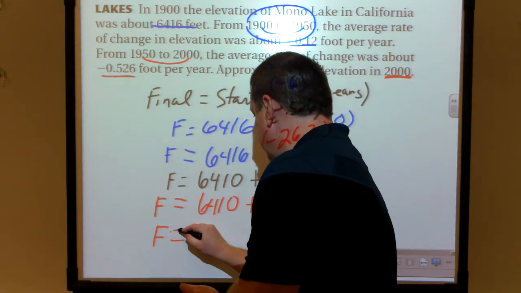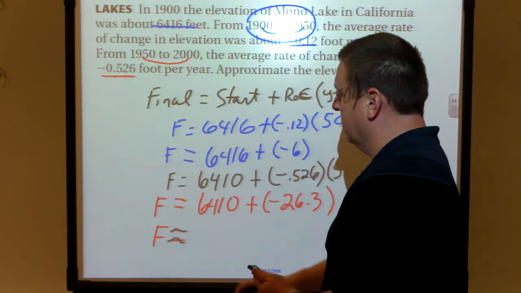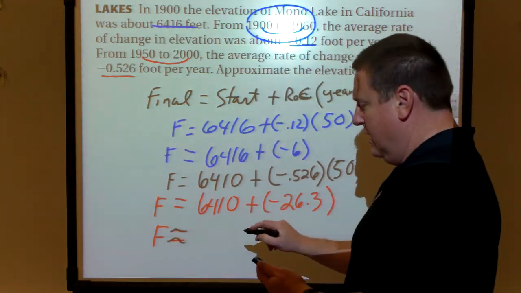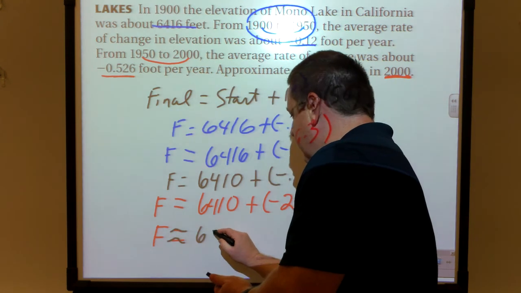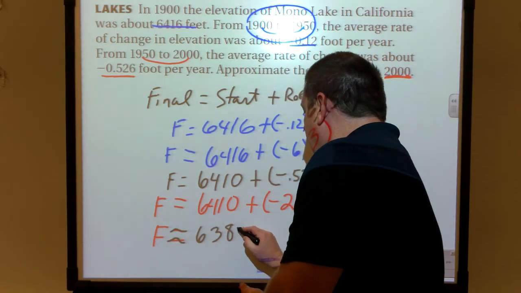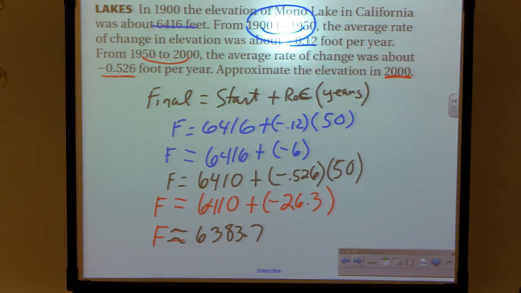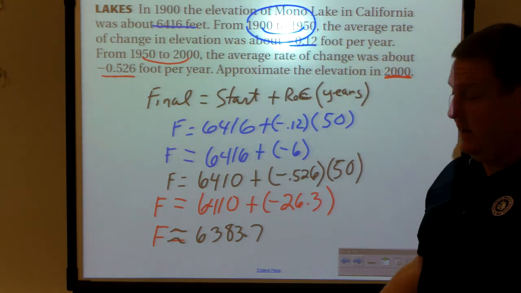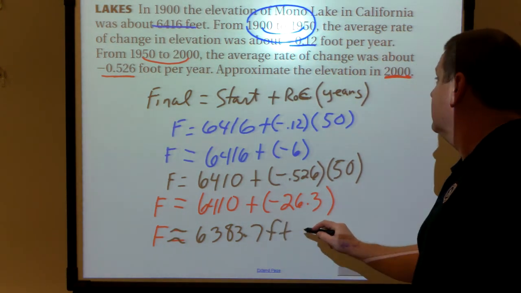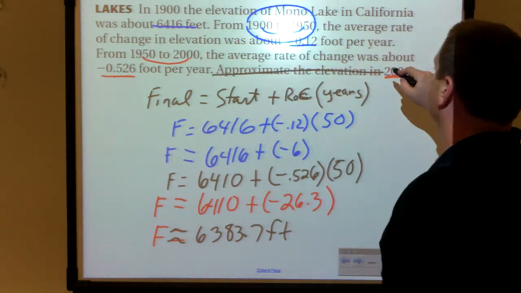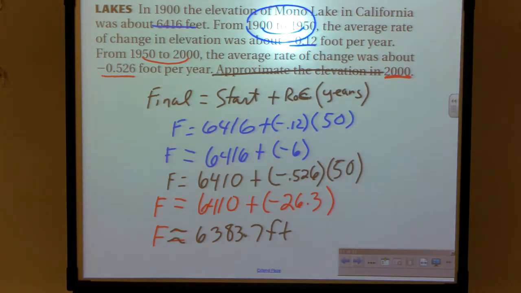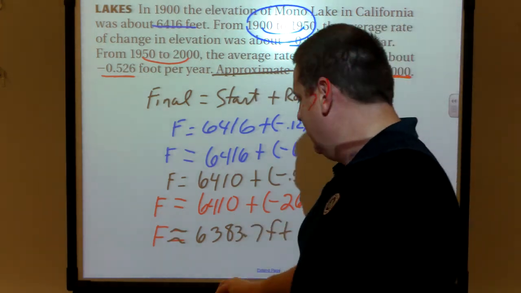approximately, and I'm actually going to change this here. Instead of an equal sign, I'm going to change it to the approximation symbol. Approximately 6,383.7 feet. If you want, you could probably round it up to 6,384 feet, because it does say what is the approximate elevation in 2000. This may not be the exact elevation.